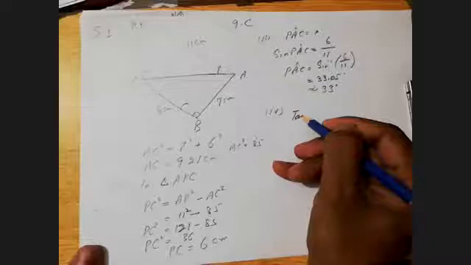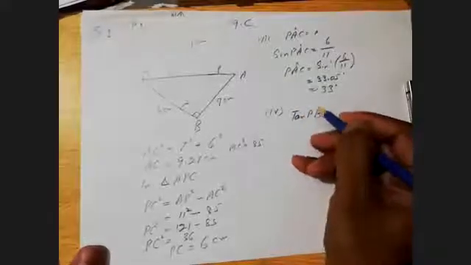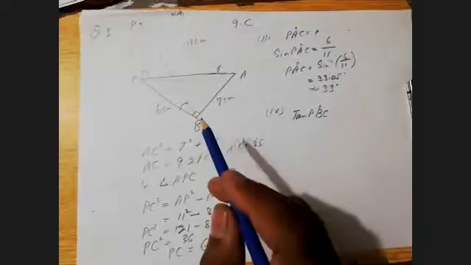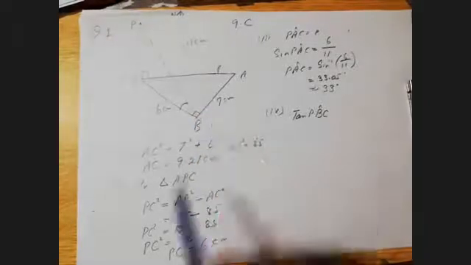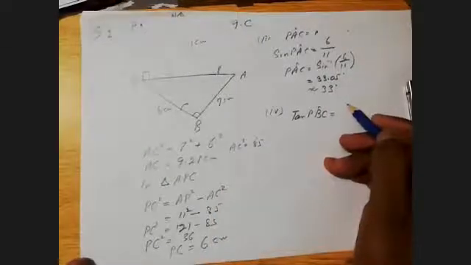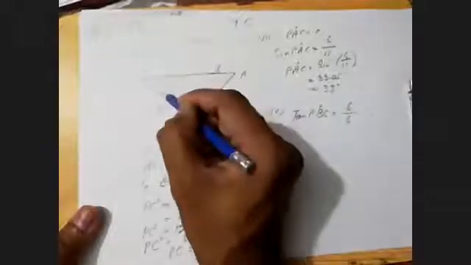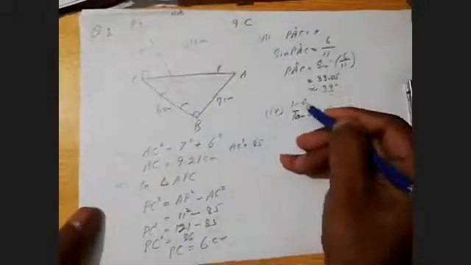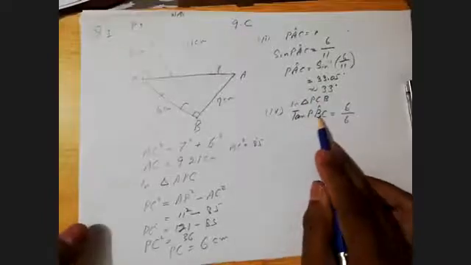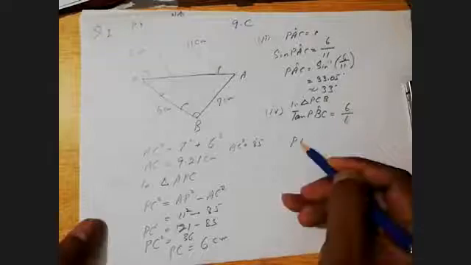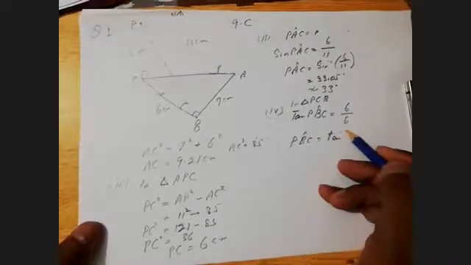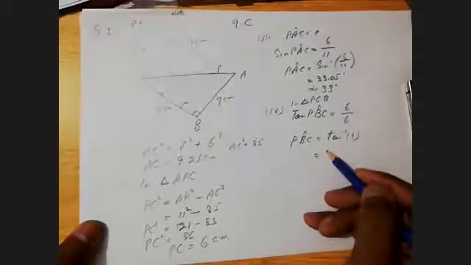Tangent PBC. This PBC is the angle of elevation from B. This perpendicular is 6 and base is also 6. If you can understand that this is an isosceles right angle triangle, you can directly give that this is 45 degree. Or in triangle PBC, the ratio is 6 by 6, so PBC is equal to tangent inverse 1. Tangent inverse 1 is 45 degree.